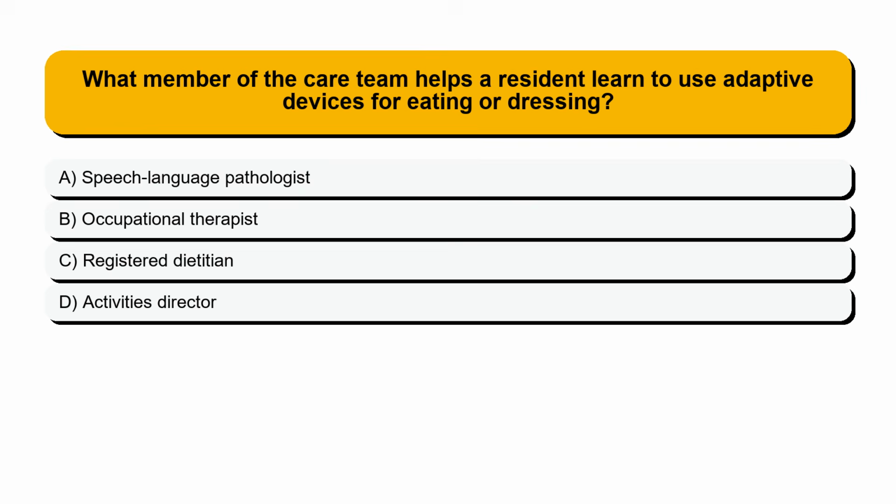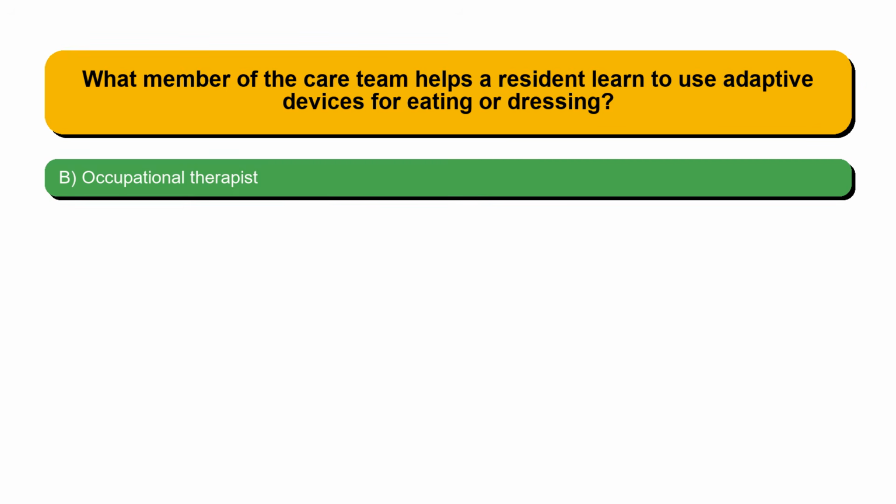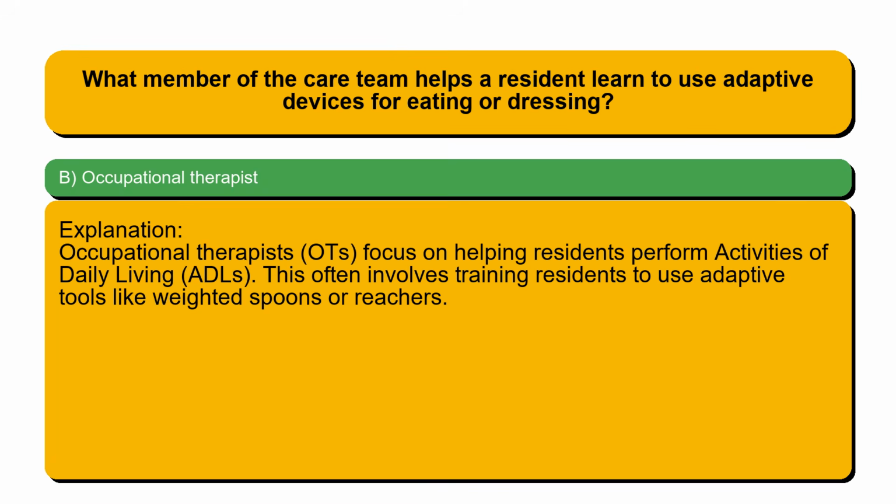Question 95. What member of the care team helps a resident learn to use adaptive devices for eating or dressing? Option A, a speech-language pathologist. Option B, occupational therapist. Option C, registered dietitian. Option D, activities director. The correct answer is option B, occupational therapist. Occupational therapists, OTs, focus on helping residents perform activities of daily living, ADLs. This often involves training residents to use adaptive tools like weighted spoons or reachers.